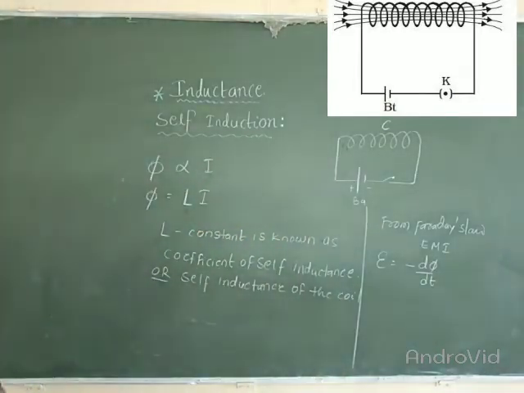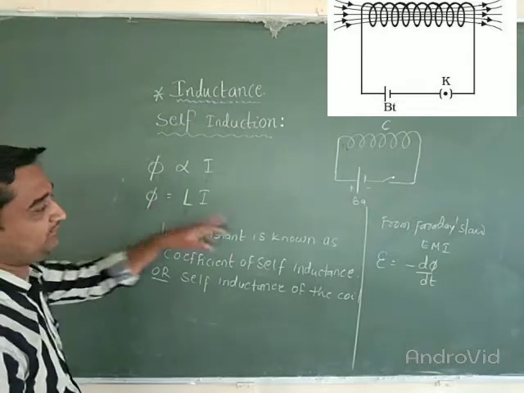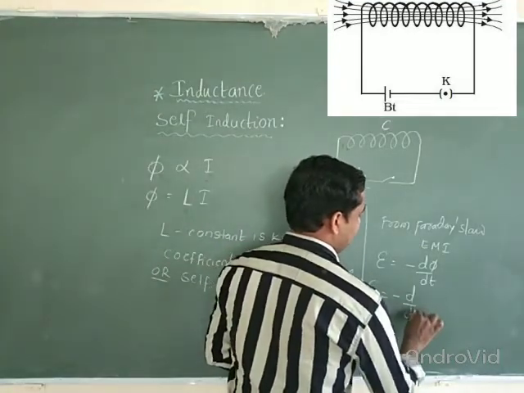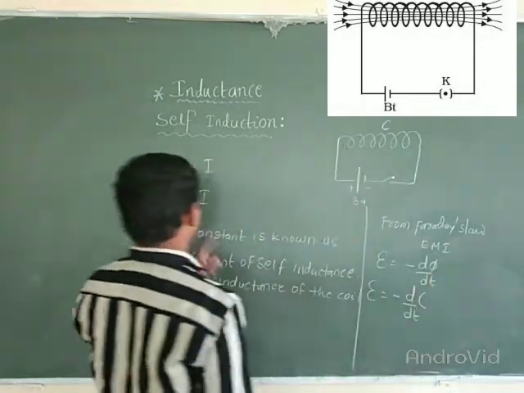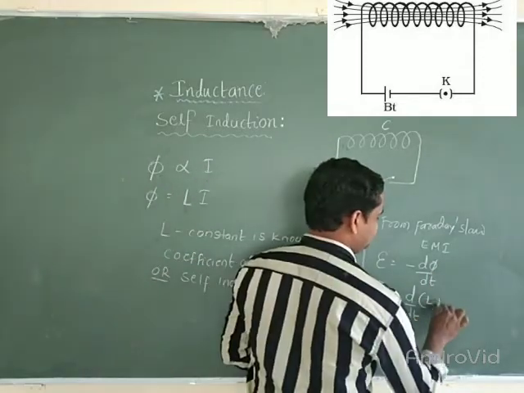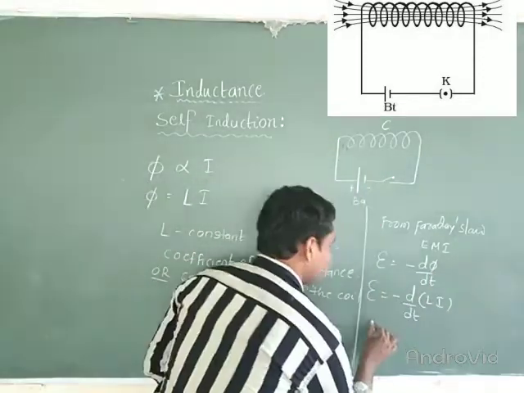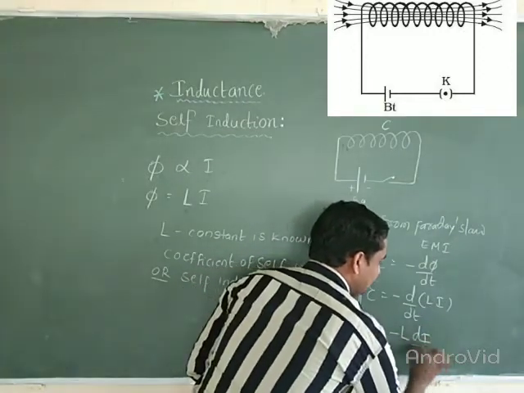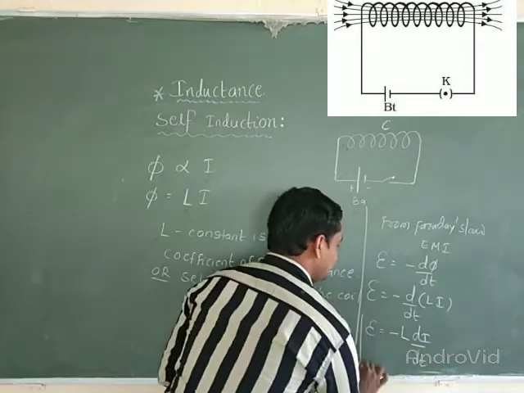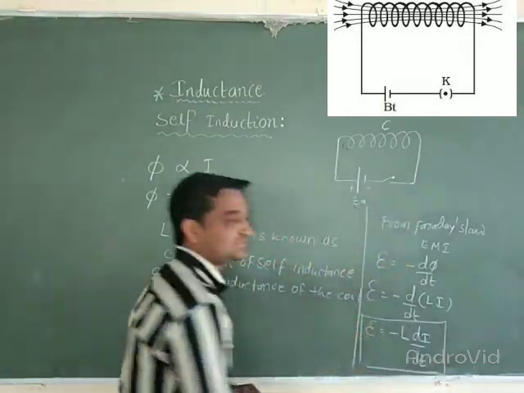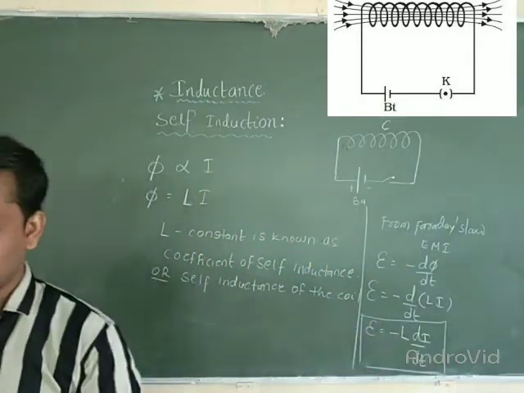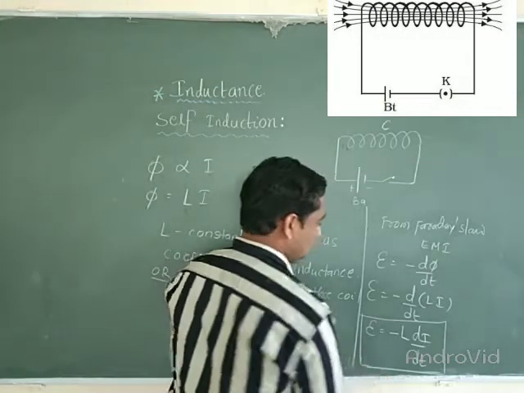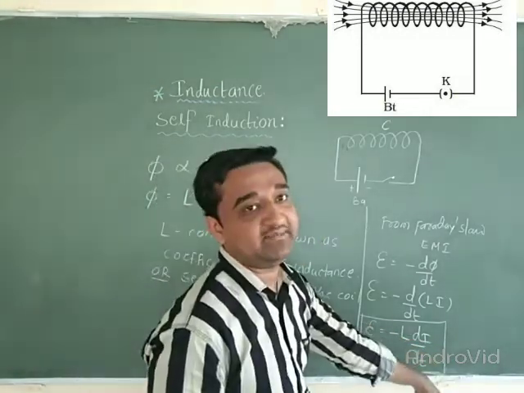So now let us substitute the value of φ in this equation. E is equal to minus d by dt of φ, which is equal to L into I. Therefore, E is equal to minus L into di by dt, right? So this is the equation of self-inductance of the coil. So the induced EMF in a coil is equal to minus L into di by dt.